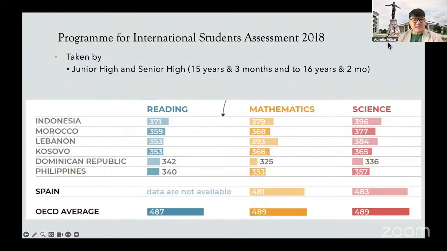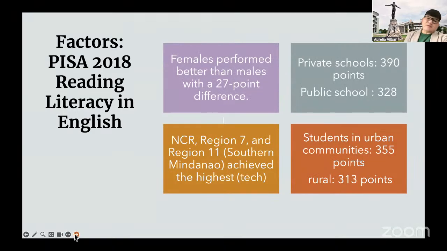So 2018, in terms of reading, we are in the bottom. Then math, we're also somewhere there. So, after 3 years, is it the same? Now, these were the findings, so the Department of Education together with some researchers did a factorial analysis. And we found out that these were the things that they found out.